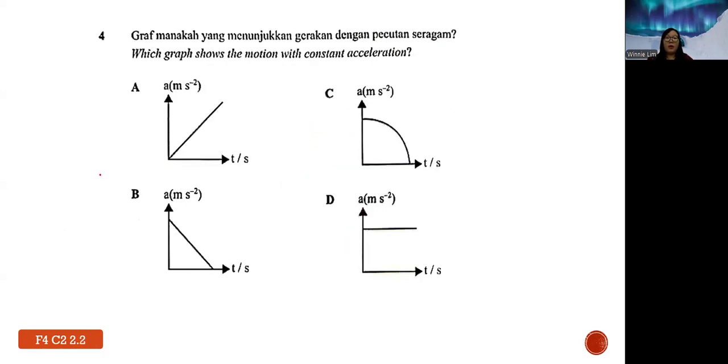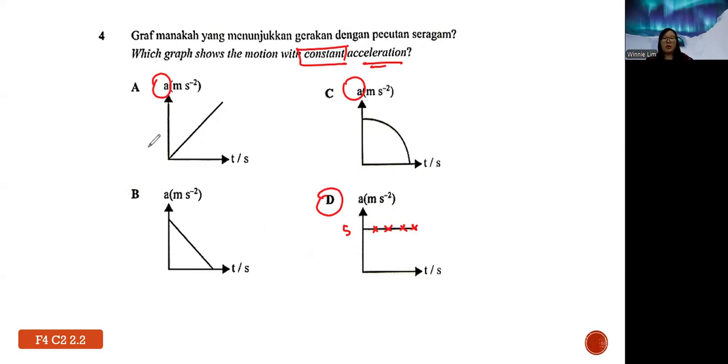Question 4. Which graph shows the motion with constant acceleration? Okay, so to identify the shape of the graph, firstly, you need to know the variable on the y-axis. Since this is an acceleration-time graph, whenever you see the term constant and this quantity is on the y-axis, constant means no change. For example, the acceleration of the object keeps on at 5 meters per second squared. So that means there is no change, so the shape will look horizontal.